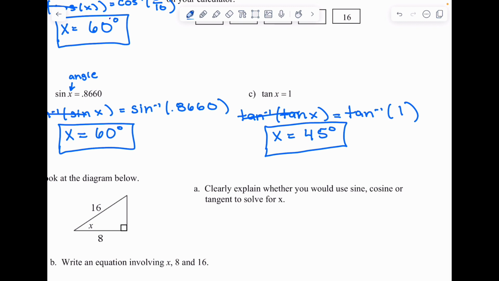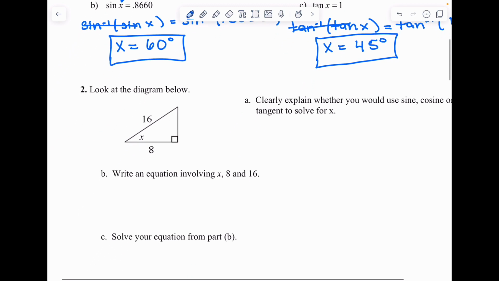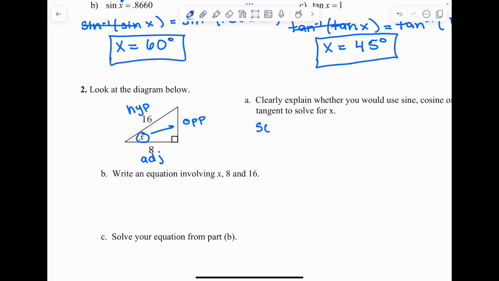So let's see how we can use this for an actual triangle. Looking at the diagram below, x is my reference angle and it's missing. But I'm going to label my sides from this reference angle. So across from my angle is my opposite leg, which means that 8 is my adjacent leg and 16 is my hypotenuse. According to SOHCAHTOA, because I am given the adjacent and the hypotenuse sides, I'm going to use cosine.